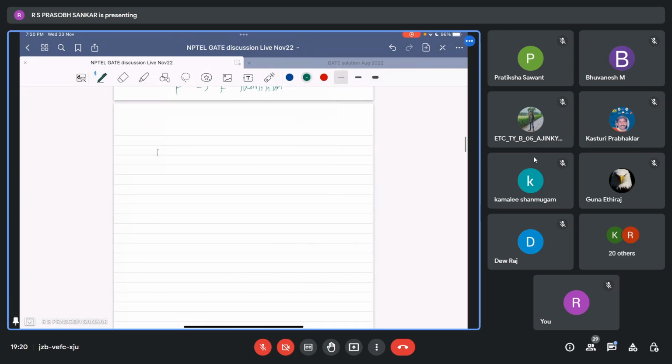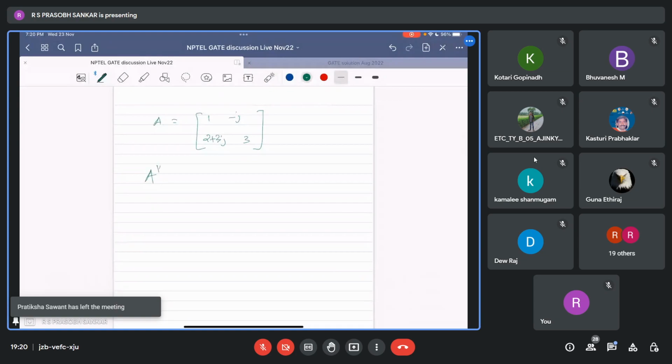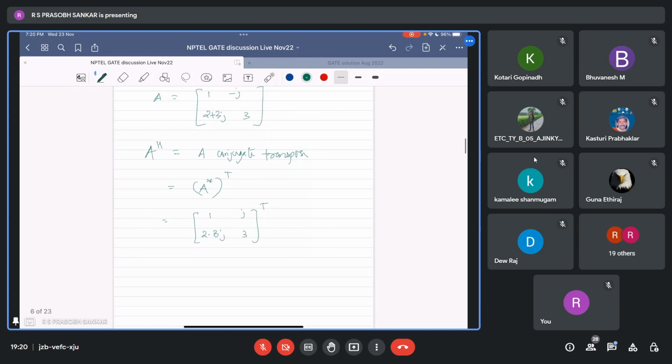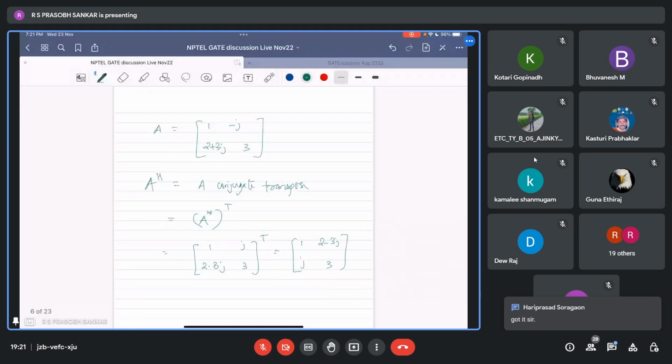Hermitian means it's like this. So if I have a matrix like, let's say, A equal to 1 minus j, 2 plus 3j, 3, what is the Hermitian? So how do we do that? We do A conjugate transpose. What is it? This is like this, this is the Hermitian.